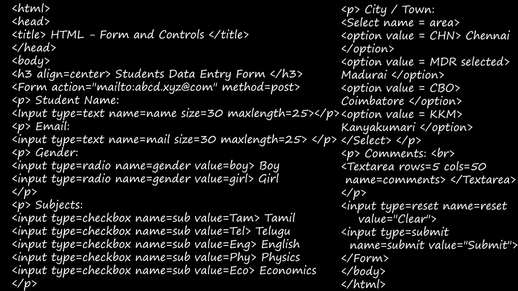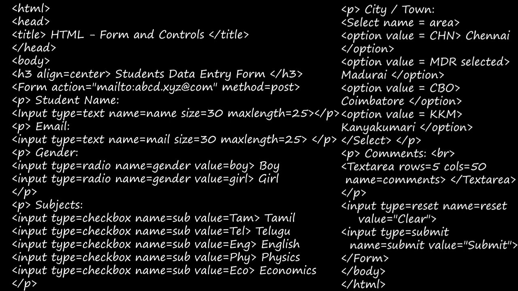Then body tag you have to open, and in that first you'll give the heading, right? So we have given H3, heading must be in center. So align is equal to center. After giving the heading, you'll close the heading tag, right? Slash H3. And then form action is equal to first the name, and then method is equal to post, right? And then they open the paragraph tag.